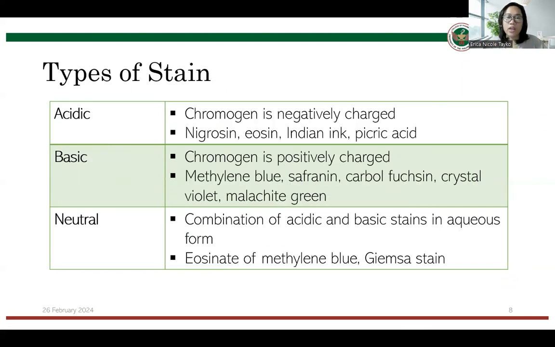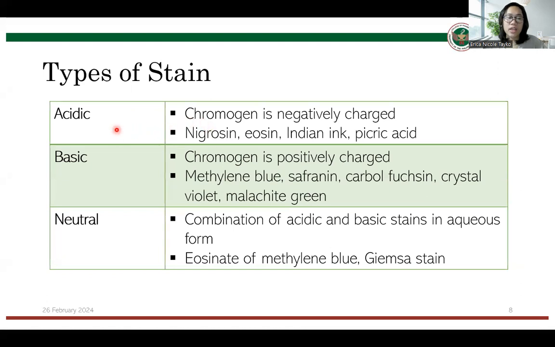So another way that we can also categorize your stains. This time around, the stains itself that we use, we can categorize them to be acidic, basic, or neutral. Okay, so the stains that we have in the micro lab are actually composed of salts. So when we say salt, meaning it has a positively charged and a negatively charged ion or component. Okay, so the category of your stains will actually depend on whether the chromogen is positively charged or negatively charged.